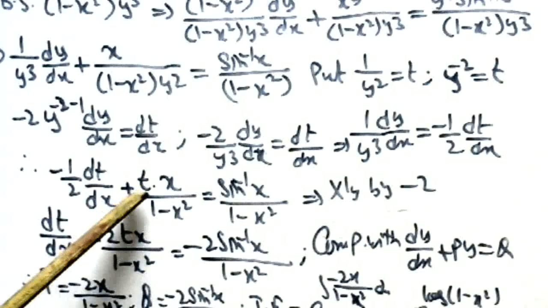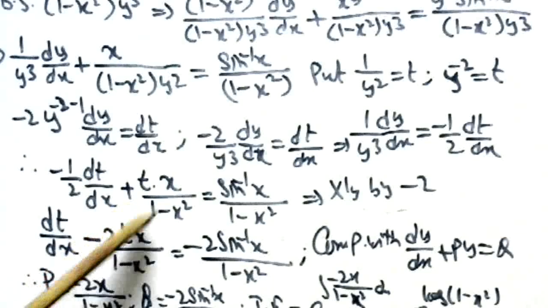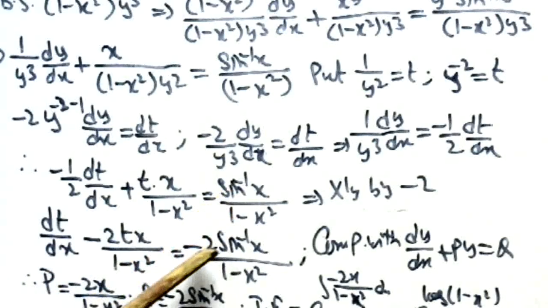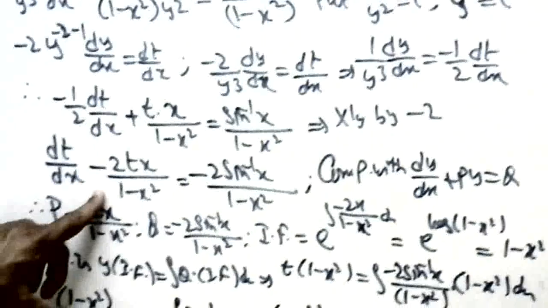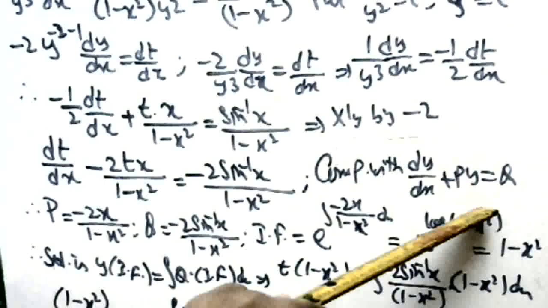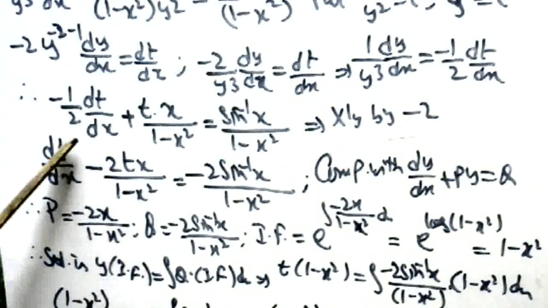So minus will get cancelled, 2 will get cancelled. If you multiply with minus 2, it will be minus 2tx. Now it is in the form of a linear differential equation. Now compare this with dy by dx plus py equals q.